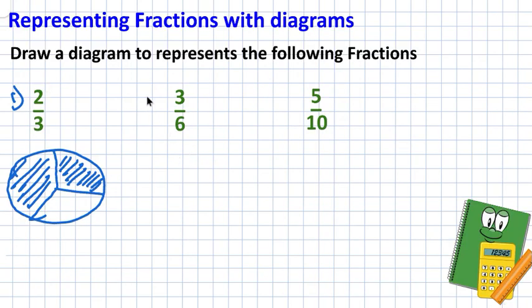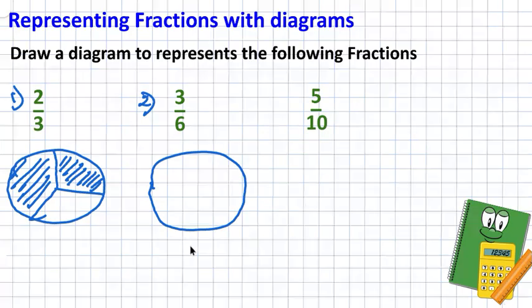Now, in the second one, we have 3 out of 6. So that means we draw a circle and we'll divide it into 6 equal parts. Now, it's not necessary you must use a circle. You can decide to use a rectangle. So I'm going to use both a circle and a rectangle in this case.